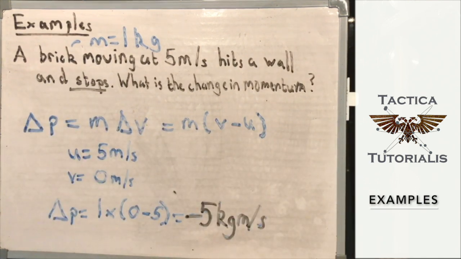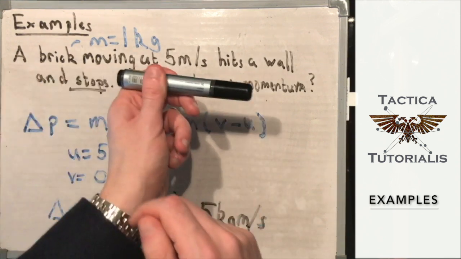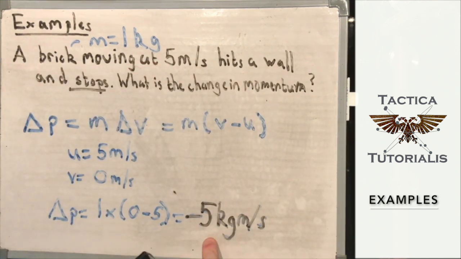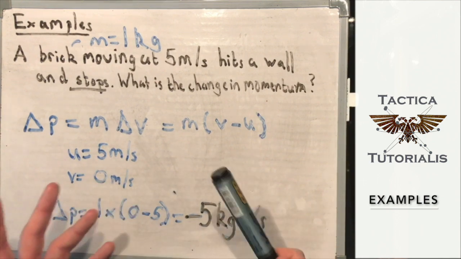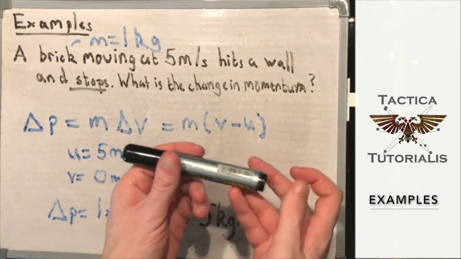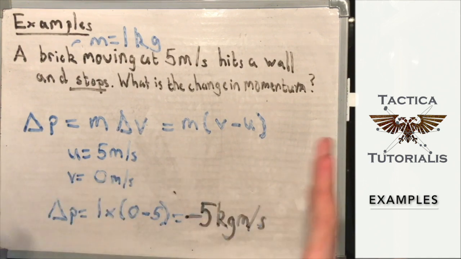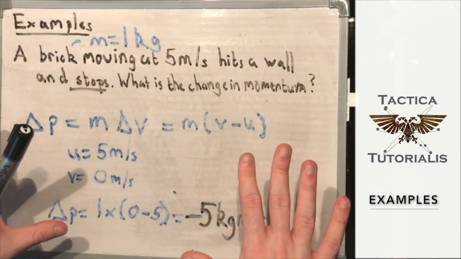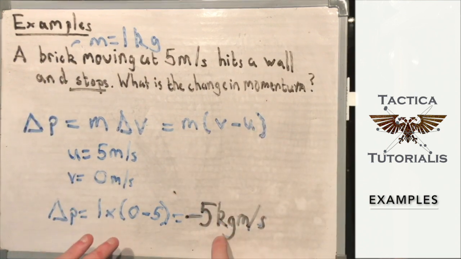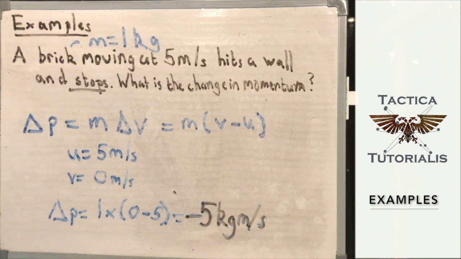Because you could say, if the brick was moving right, then the change in momentum is minus 5 to the right. However, you could equally say that it is 5 to the left, because we're talking about vectors here, so we have to specify the direction. I haven't here to simplify it, just pointing out you can get negatives.